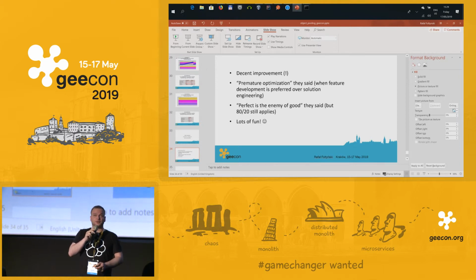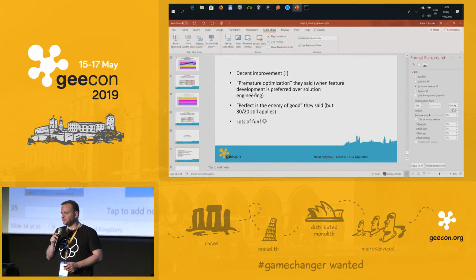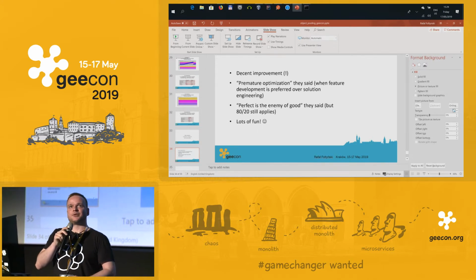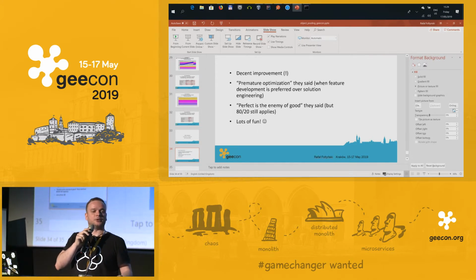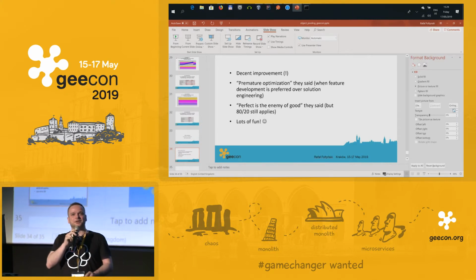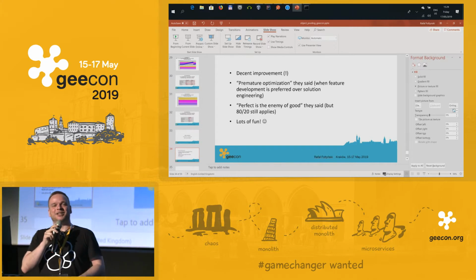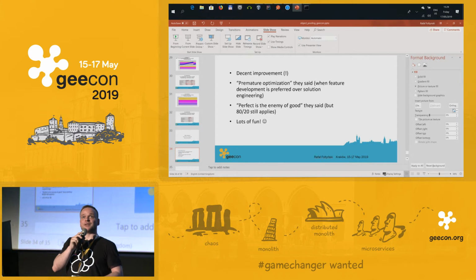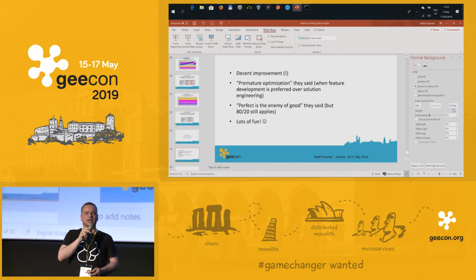That is a decent improvement. It's a very nice improvement, but if you work in a company that is oriented towards feature development over solution engineering, this sort of engineering can be tagged immediately as premature optimization, or some people can say that the perfect design is the enemy of good.